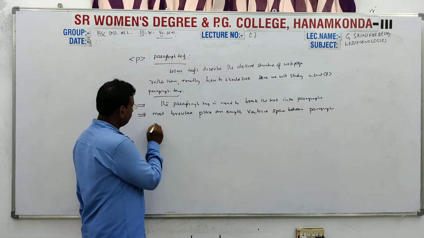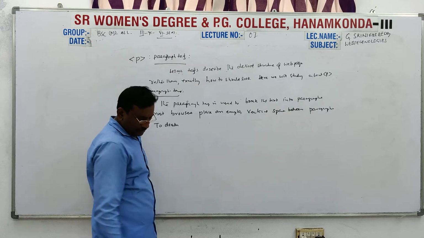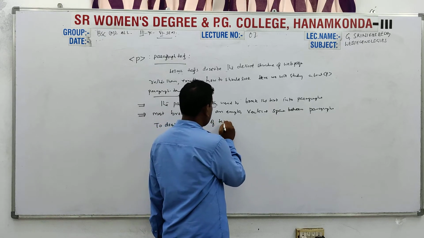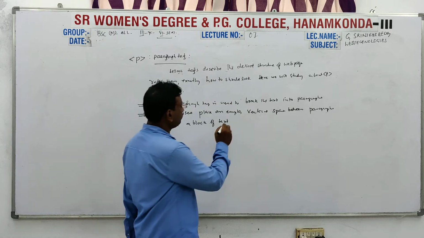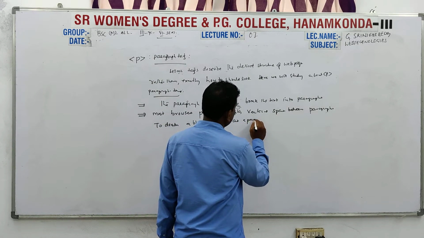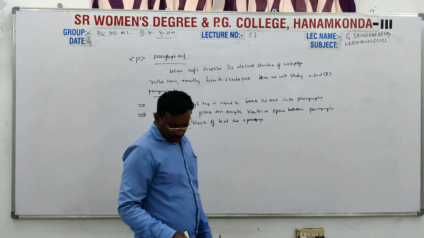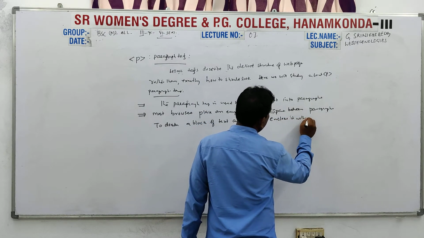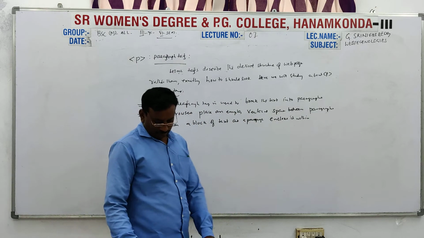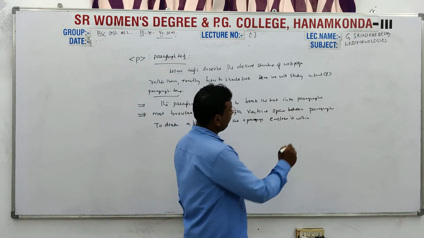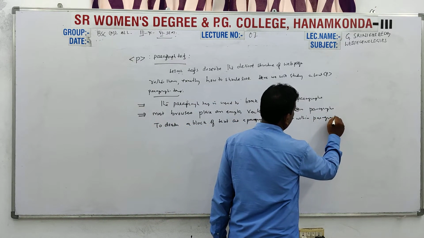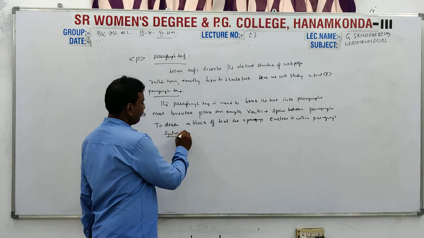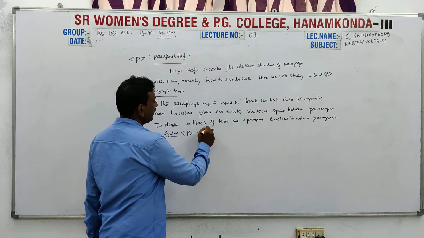Here, to define a block of text as a paragraph, enclose it within the paragraph tag. Generally, if you write the syntax, it is P, paragraph, and P close, paragraph close.